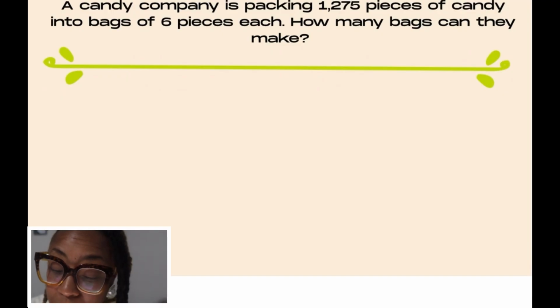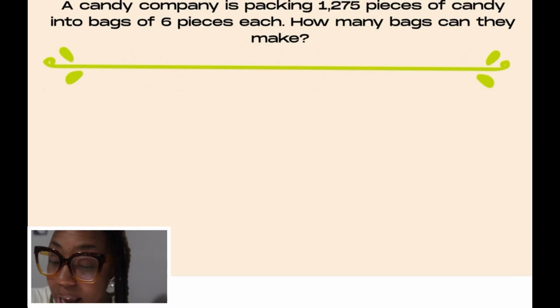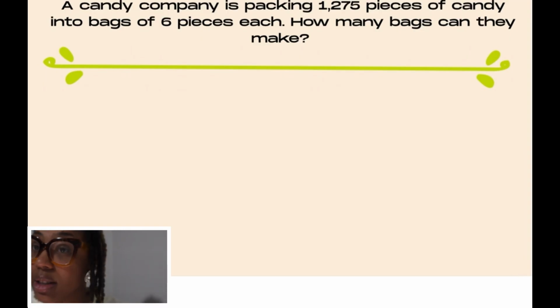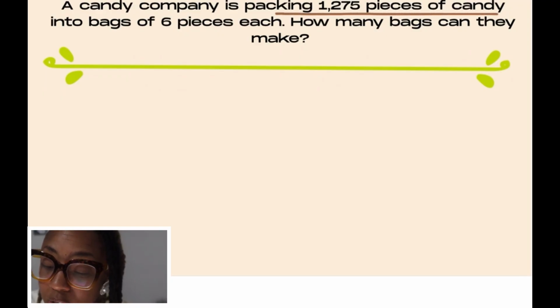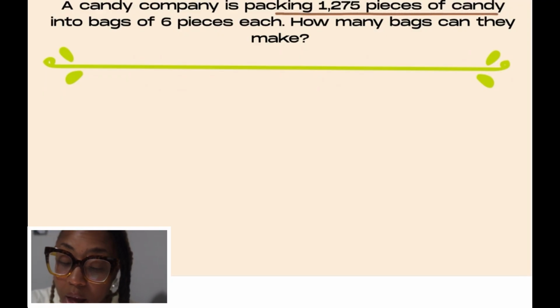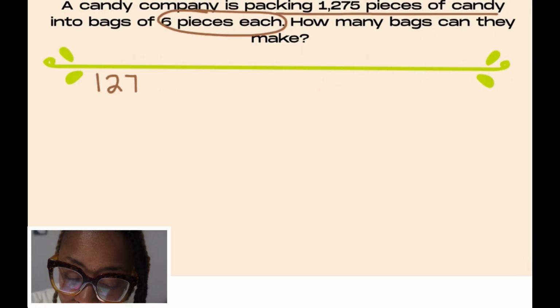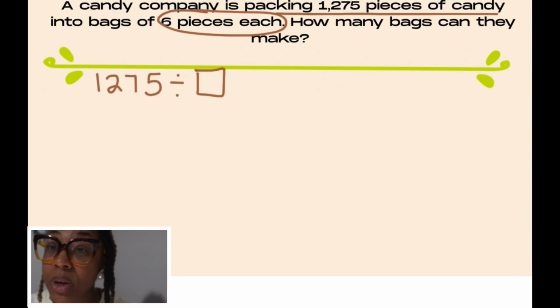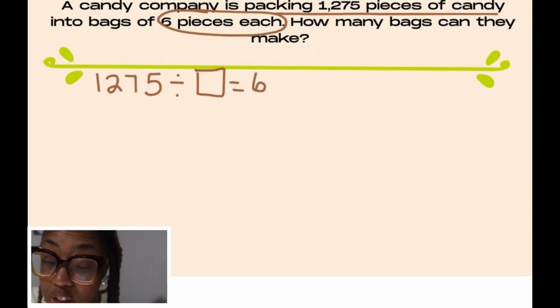A candy company is packing 1,275 pieces of candy into bags of 6 pieces each. How many bags can they make? Okay, let's reread. Let's try to understand. A candy company is packing 1,275 pieces of candy into bags with 6 pieces in each. So I have the number sentence being 1,275, which is my total. I do not know how they are going to be grouped, but I do know that there are going to be 6 pieces in each bag. So let's get to work.